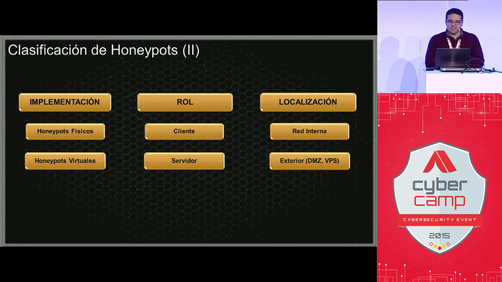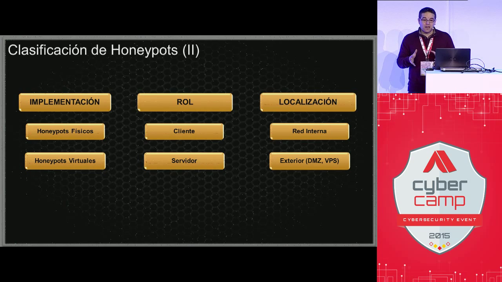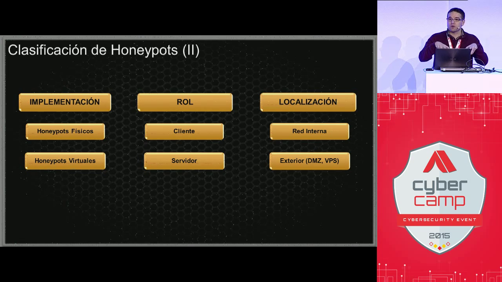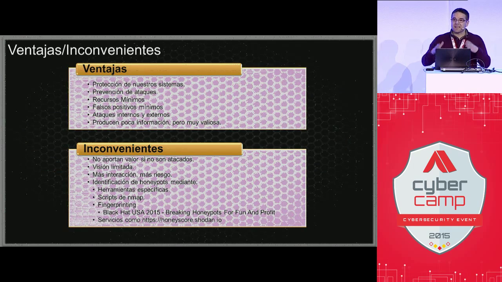We can then, in terms of role, have the clients. That means that we go and search for our attacker. We have tools doing that for us, or the server, which is what I just showed you. And regarding location, some of us have an internal network and others have a network that publishes information out, DMZ, etc.